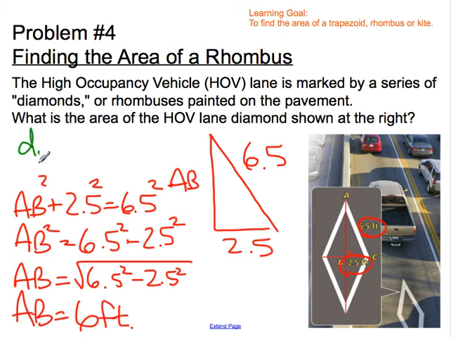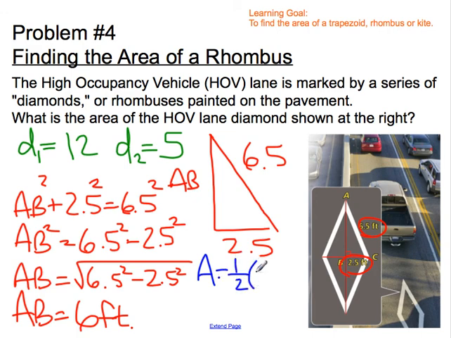So now we can find the length of diagonal 1. It's 2 parts of 6, which is 12 feet. We can find the length of diagonal 2, which is 2 parts of 2.5, or 5. And so the area of this figure is going to equal 1/2 diagonal 1, which is 12, times diagonal 2, which is 5. Half of 12 is 6, and 6 times 5 is going to be 30 square feet.